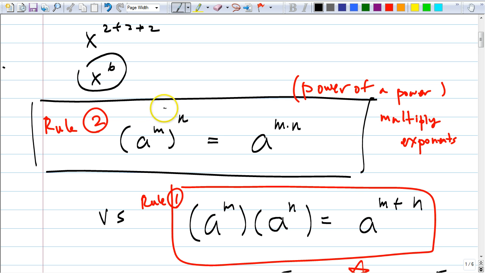Does that make sense? So when the m and n are right next to each other, guess what? We multiply. When m is with the base of a and n has the base of a, they have the same base, and you see how the exponents are sort of far away? That's when you add them together. You can think about it that way.